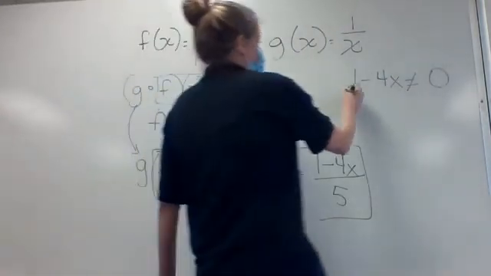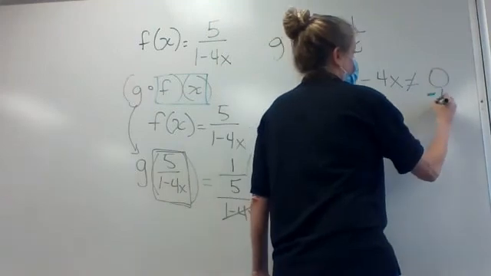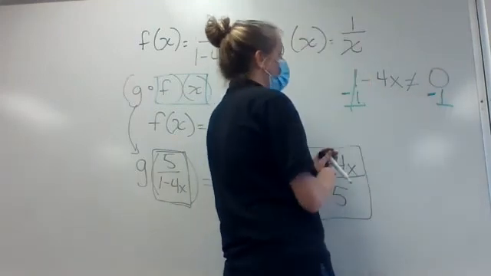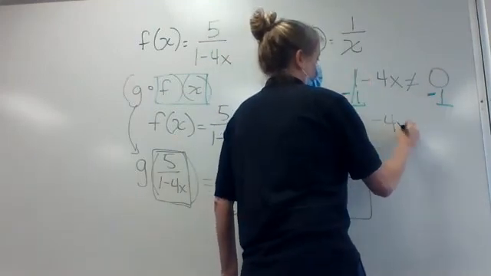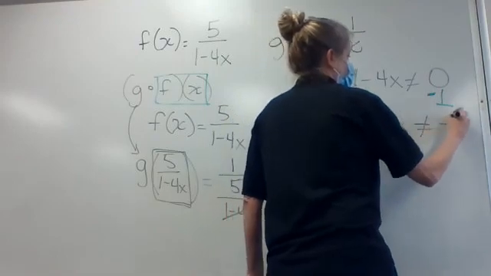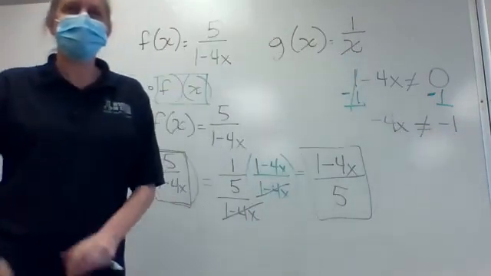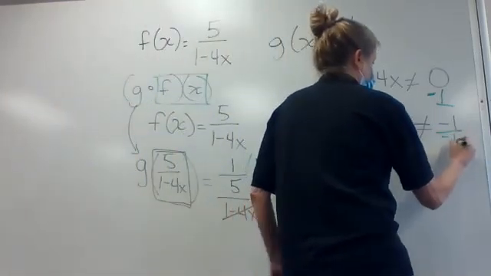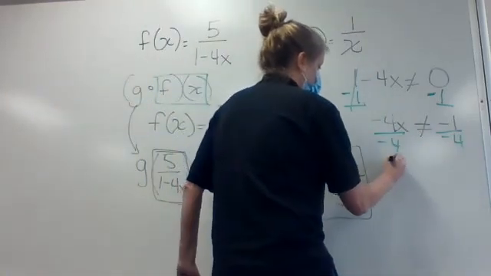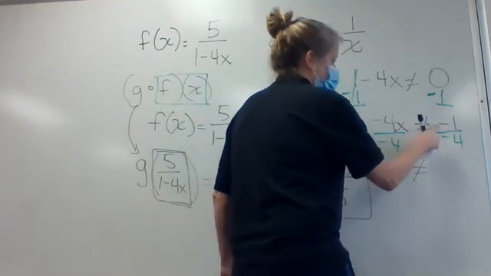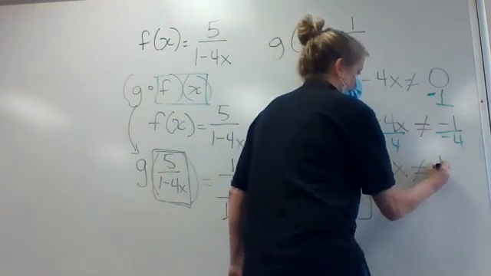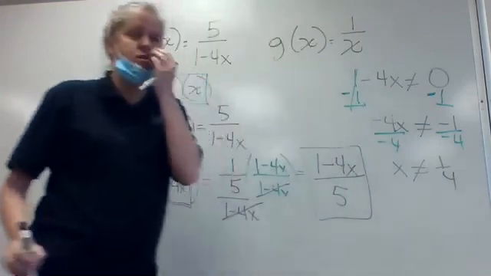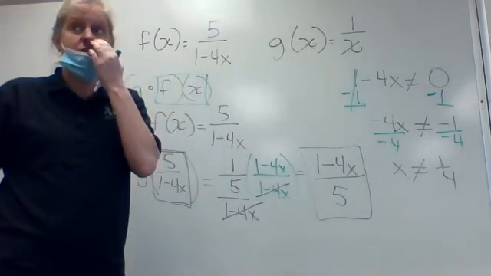Solve it for x. So subtract the 1 from both sides. So negative 4x can't equal negative 1 and divide by negative 4. So x can't equal, the negative over the negative makes it positive, 1/4. That's my only restriction.